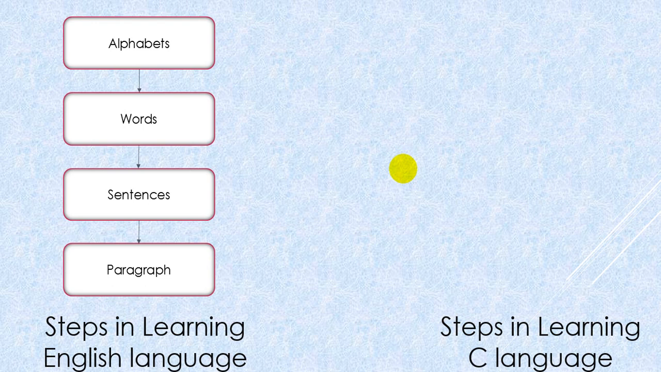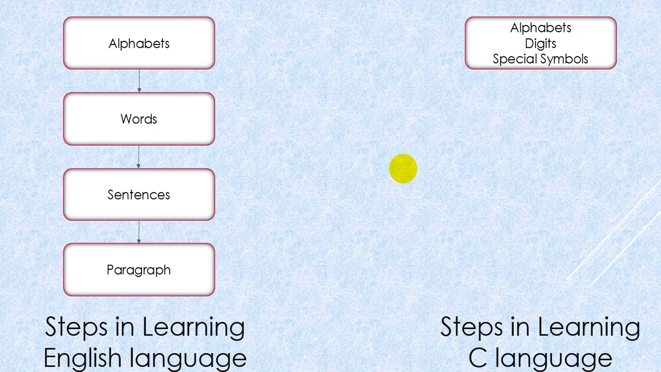So how are we learning? We learn the alphabet, then the words, then the sentences, and then the paragraphs. So how do we have to learn C? Now the steps in learning C language: alphabets, digits and special symbols. I am sure you know what these are. But in case you don't know, alphabets are A to Z, then digits 0 to 9, then special symbols like asterisk, pound, hash, dollar, that kind of symbol.